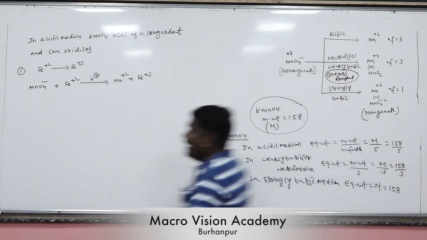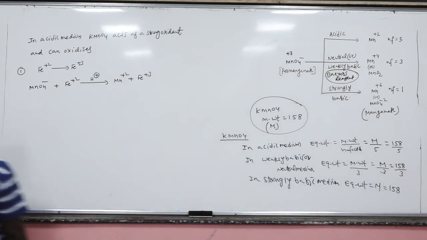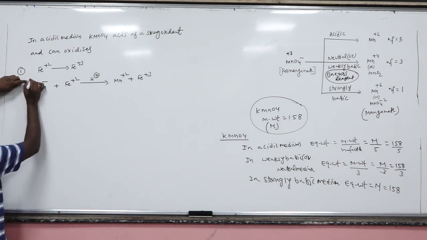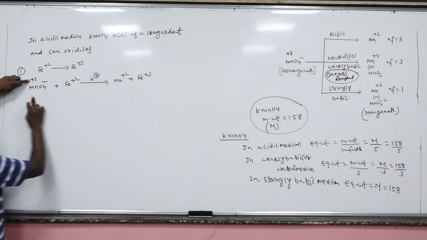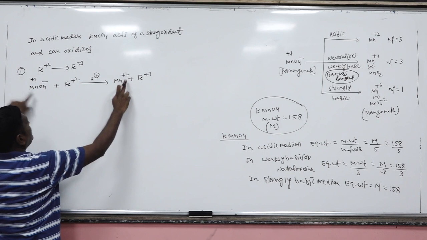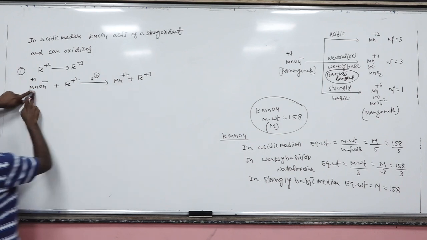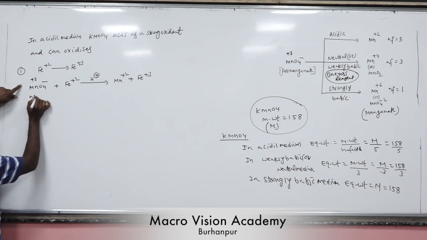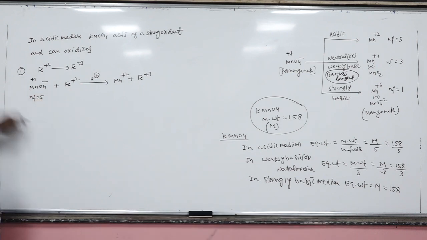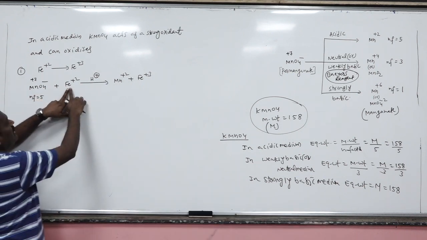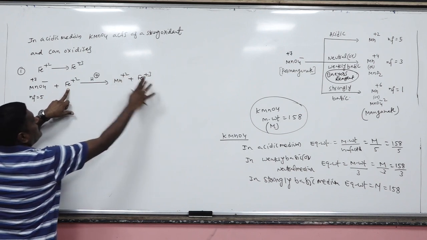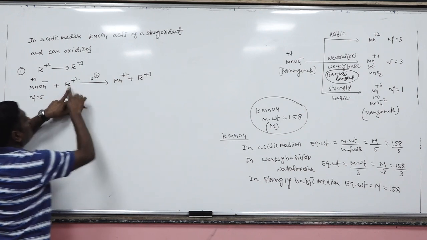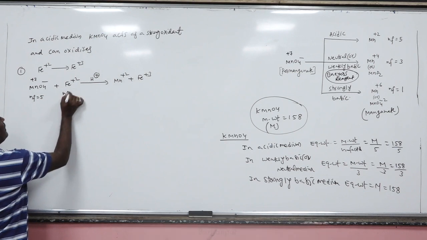Now come to calculation of N factor. Now, manganese oxidation number is what? Plus 7. It will be reduced to plus 2. What is the change here? 5. How many manganese atoms are there? Only 1. 1 into 5, 5. So N factor is equal to 5. Come to iron. Iron changes 2 to 3, so the change is 1, only for one iron atom. So N factor is 1.